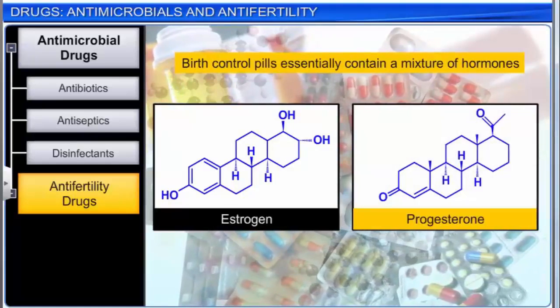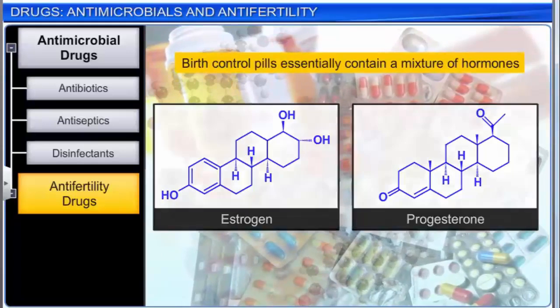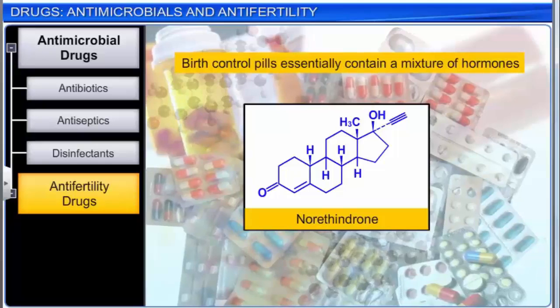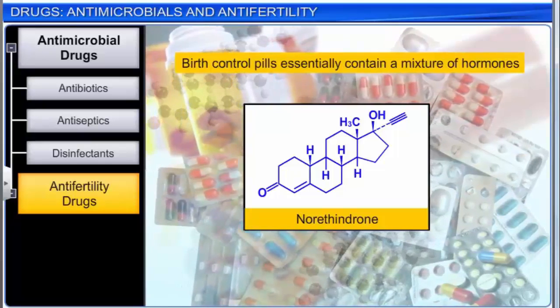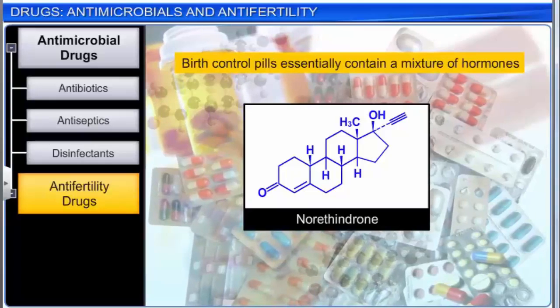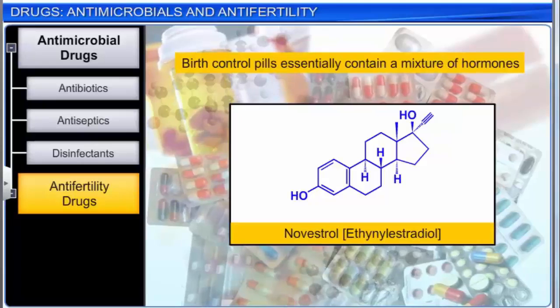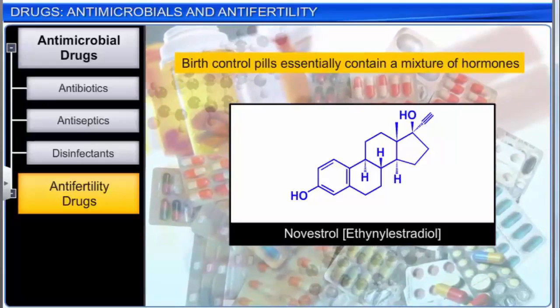Progesterone is known to suppress ovulation. Norethindrone is a synthetic progesterone derivative most widely used as an anti-fertility drug. Another drug, Novestrol or ethinyl estradiol, uses an estrogen derivative in combination with the progesterone derivative.